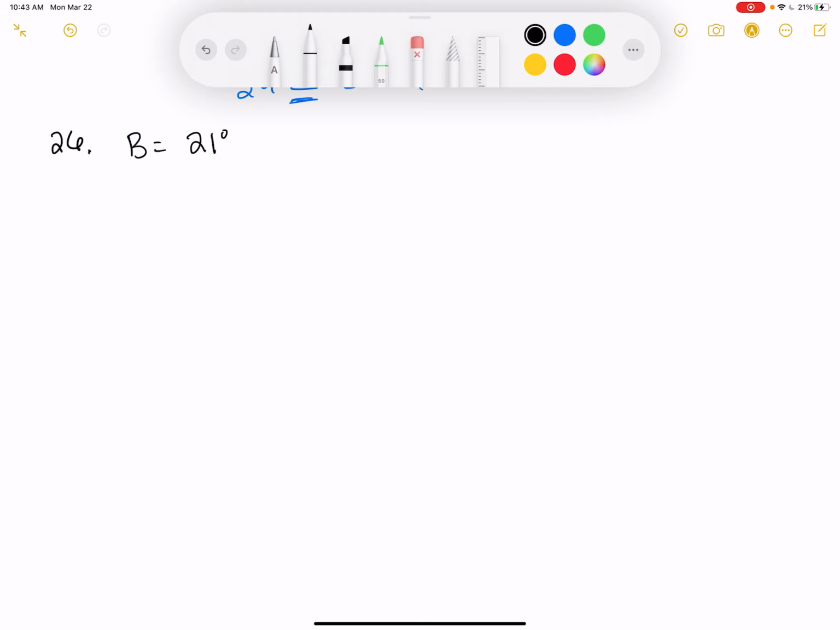All right, 26. You have to make the triangle out of the A. B is 21 degrees. Little b is 17. Little c is 32. Well, it's side, angle, so you have to do an H. We do need an H. It's 32 sine of 21.